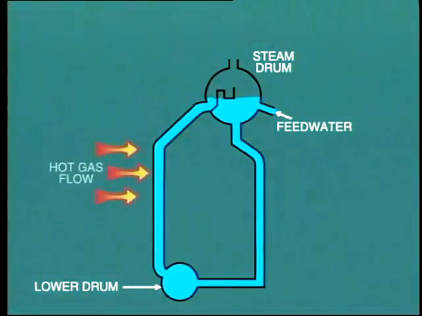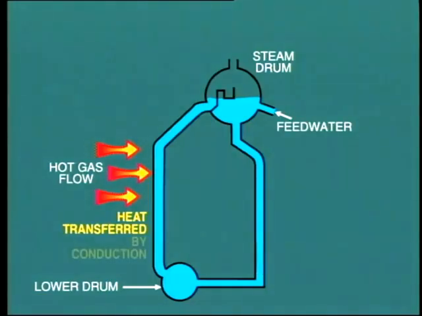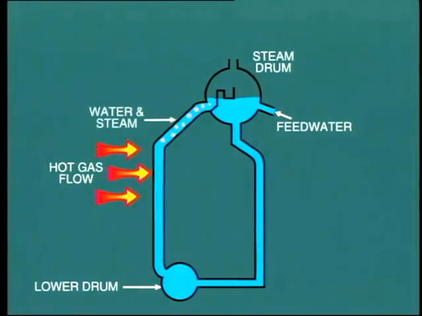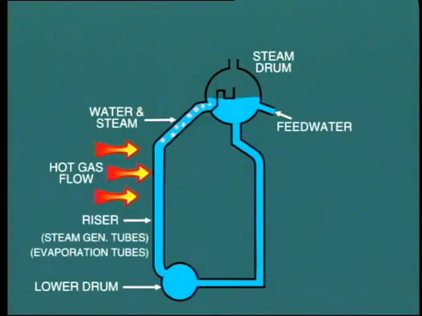As hot combustion gas passes over the first row of water tubes, heat is transferred to the water inside the tubes. The heat transfer is by conduction through the tube metal. Sufficient heat is added so that steam bubbles form within the water, and these rise to the steam drum. These tubes are often known as risers for this reason. They are also called steam generation tubes and even evaporation tubes in some locations.